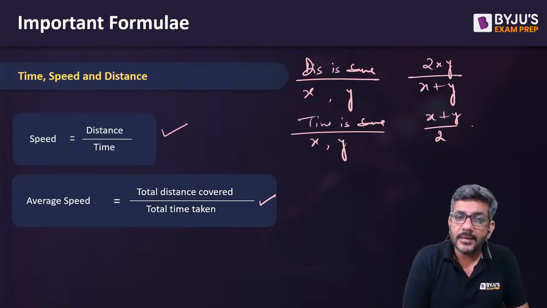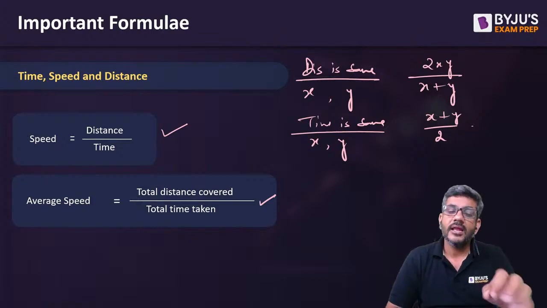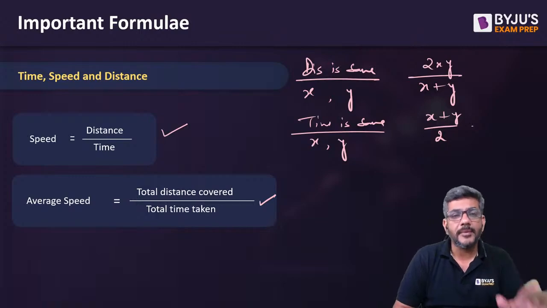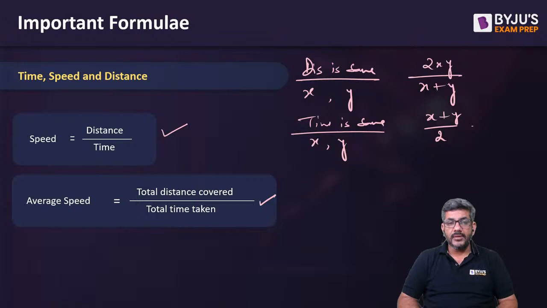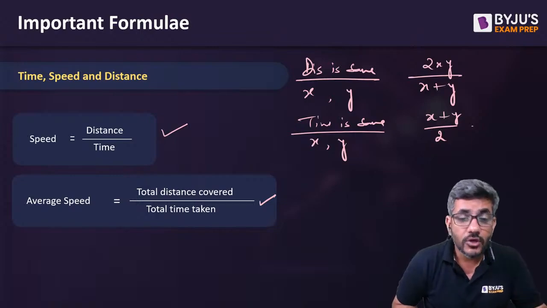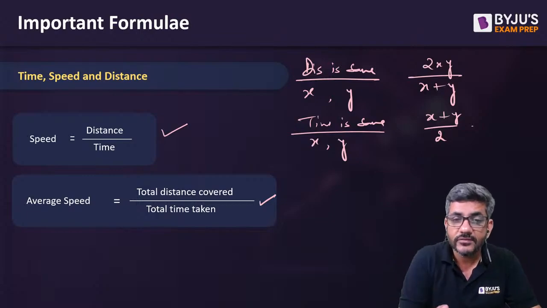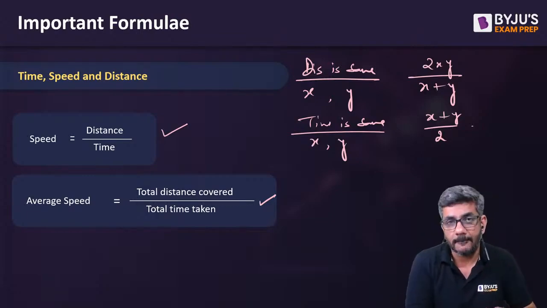अगर डिस्टेंस सेम है तो 2xy upon x plus y, और अगर टाइम सेम है then x plus y divided by 2. This is how you calculate the average speed in case the distance is same or in case the time is same. Average speed is not average of the speeds. ये हमेशा ध्यान रखना, वो डायरेक्ट नहीं होता average of speeds. It will be average of the speeds only when the time is same.